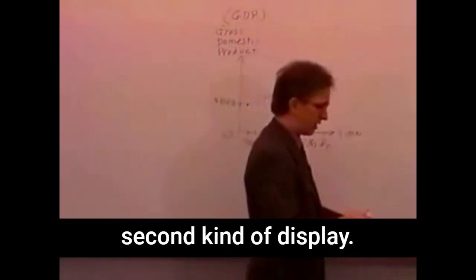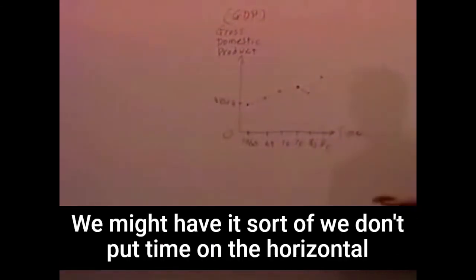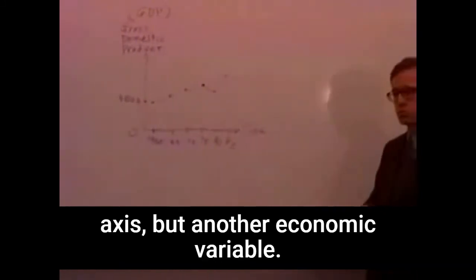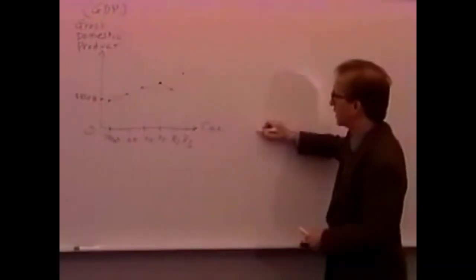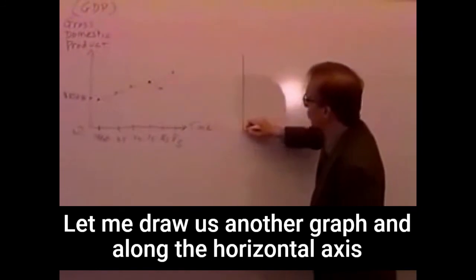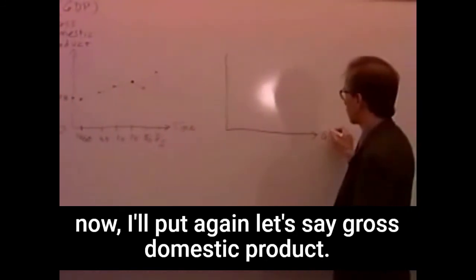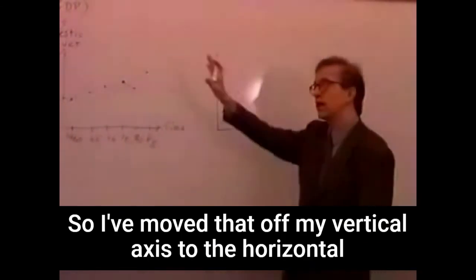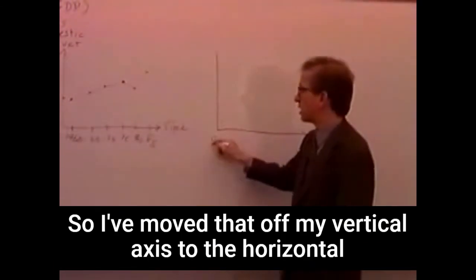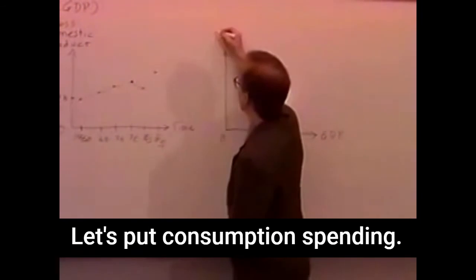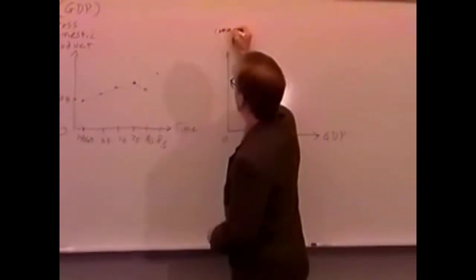A second kind of display we might have is where we don't put time on the horizontal axis, but another economic variable. Let me draw us another graph, and along the horizontal axis now I'll put, again, let's say gross domestic product. So I've moved that off my vertical axis to the horizontal. And on the vertical axis, let's put consumption spending.